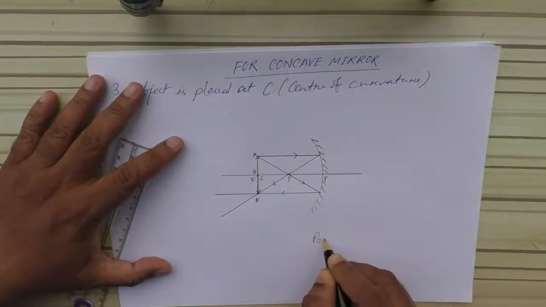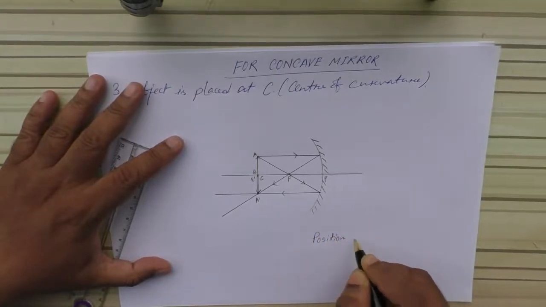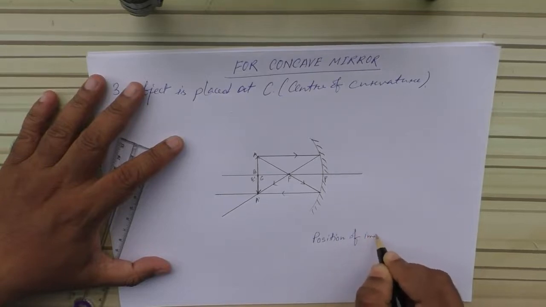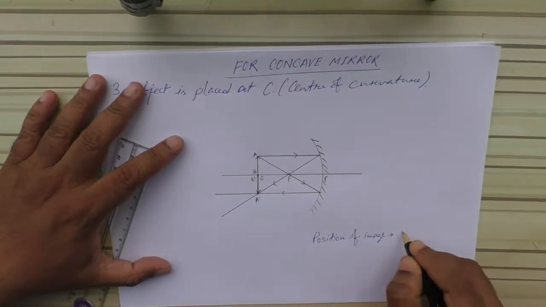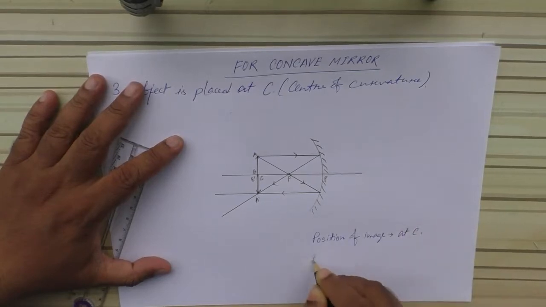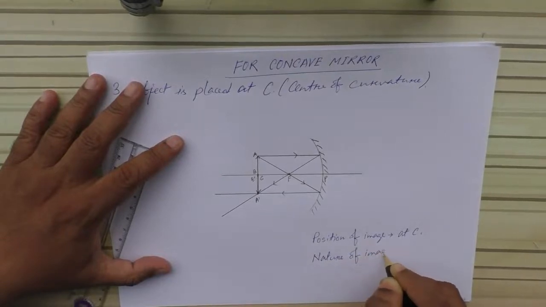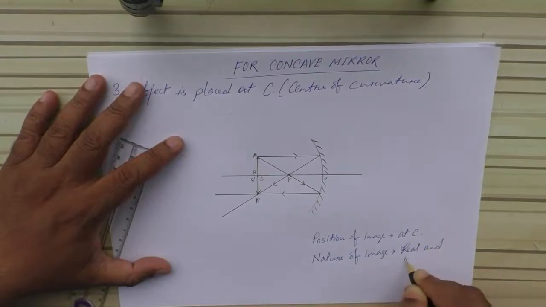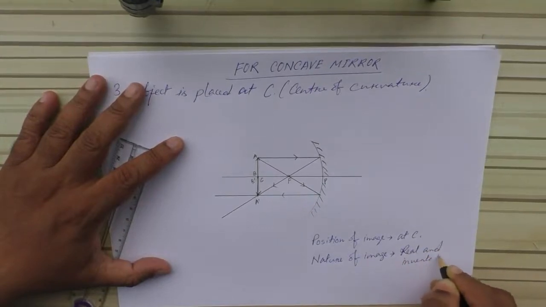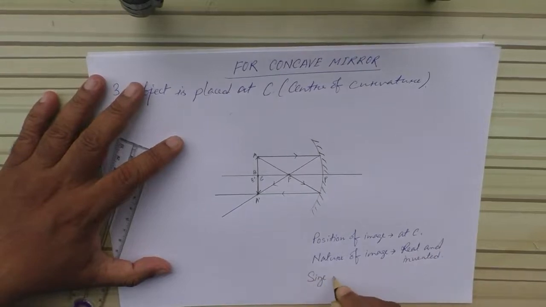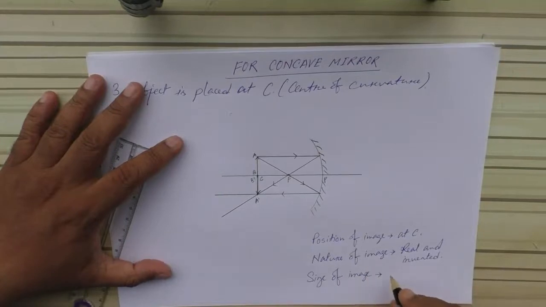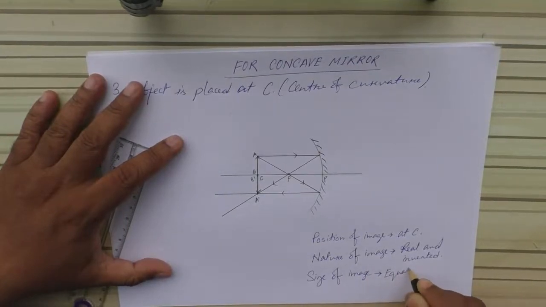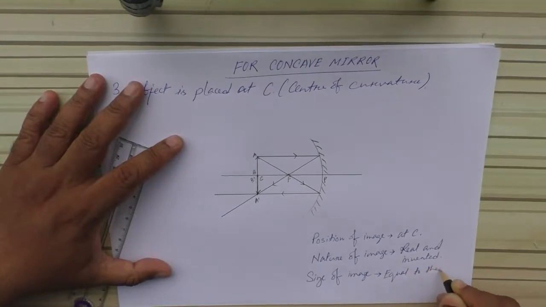Here, if I ask you what is the position of image, position of image is at center of curvature. If I ask you what is the nature of image, nature of image is real and inverted, as you can see in the diagram. And size of image, size of image is equal to the size of object.